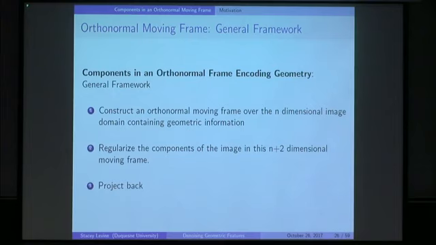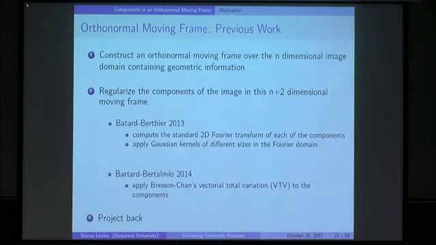The goal is we're going to construct an orthonormal moving frame over an n-dimensional image, and you want this frame to somehow encode geometric information, or else it's not useful for this particular framework: regularize these components and project back. And again, this is formulated in any dimension, so this can be used for color images, hyperspectral images, grayscale images, any kind of dimension.